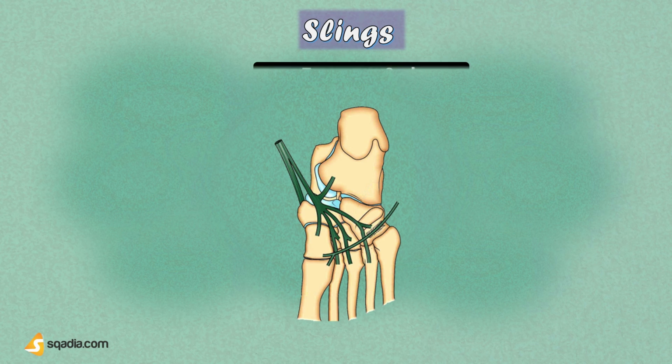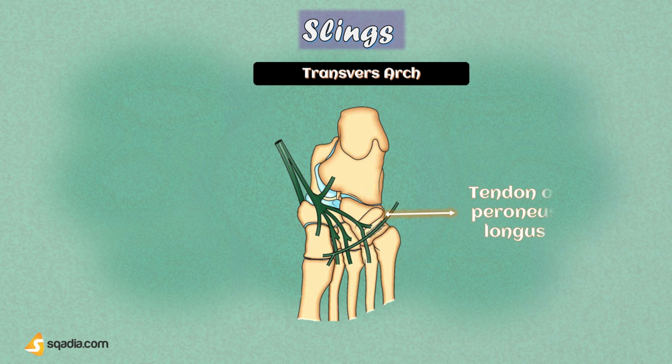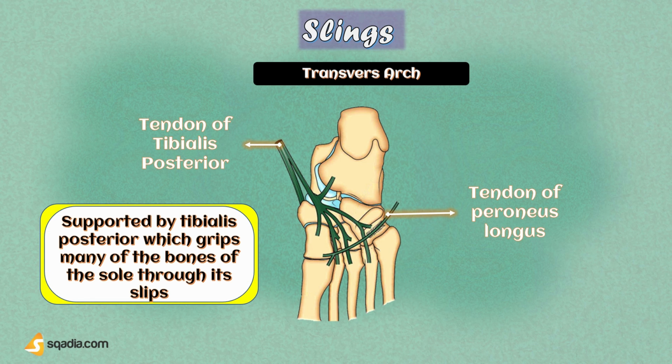The medial and lateral sole edges are drawn closer together when the peroneus longus tendon passes transversely over the sole, sustaining the transverse arches. The transverse arch is also supported by tibialis posterior, which grips many of the bones of the sole through its slips. That is all about the factors responsible for the maintenance of the arches of the foot.